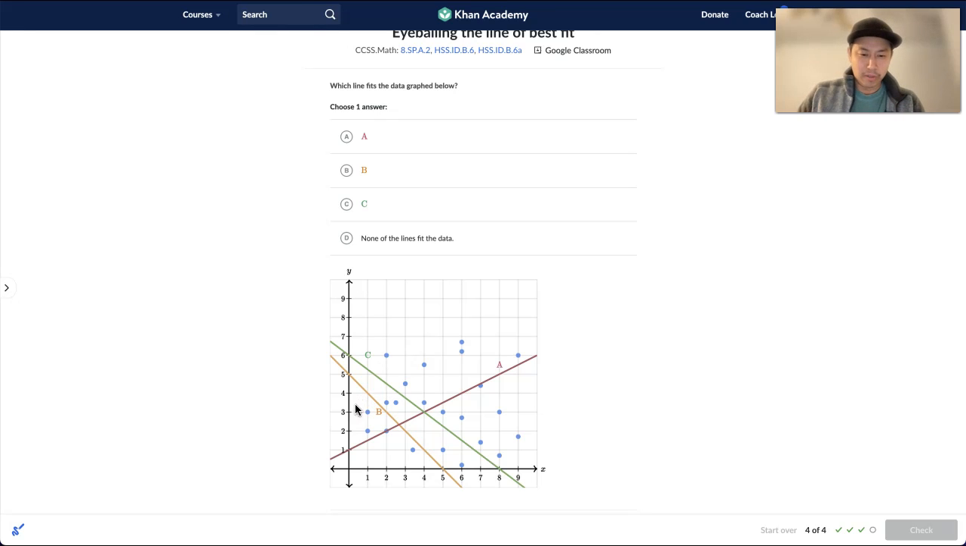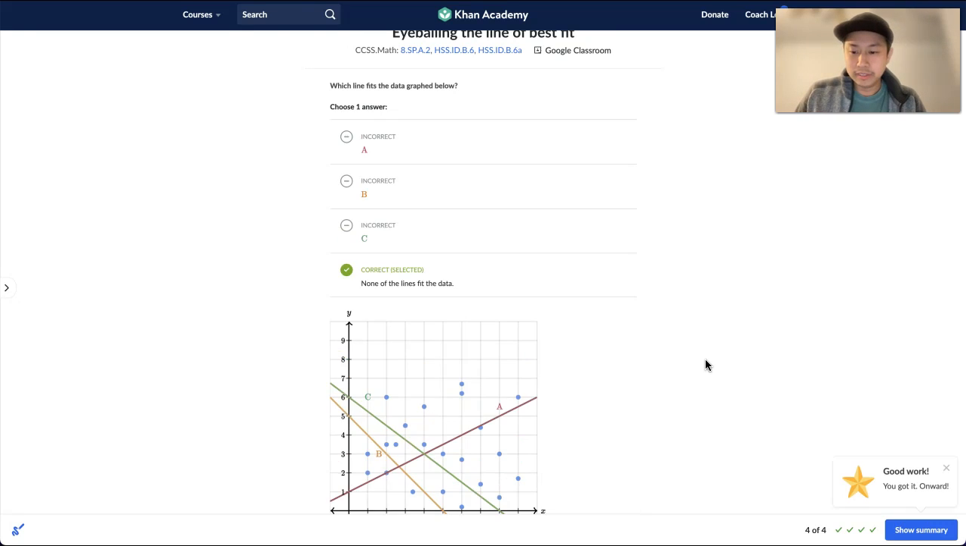You might be able to argue that a line through here, more horizontal, would be a line of best fit, but it would still be a very, very weak correlation. So we're going to just say none of these fit again. So it is eyeballing, depending on the context. There might be variations on your answers and how to interpret it, but I would say this one's none. All right, good.